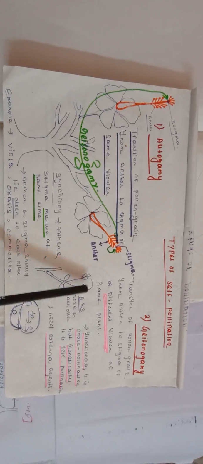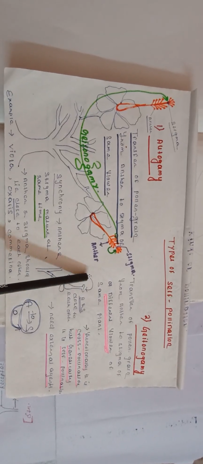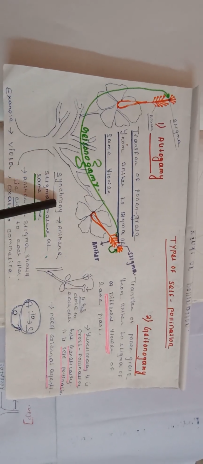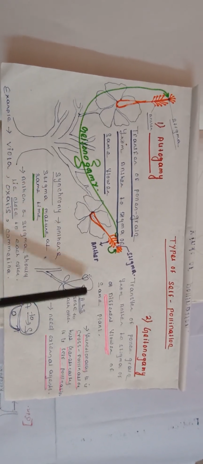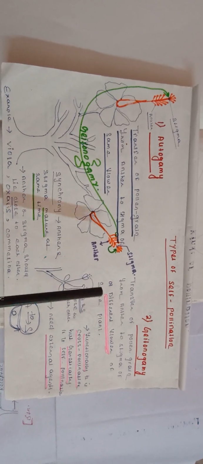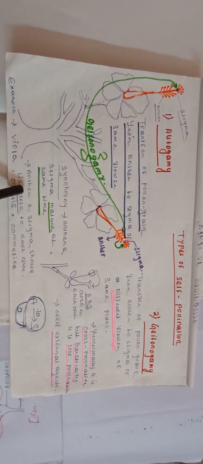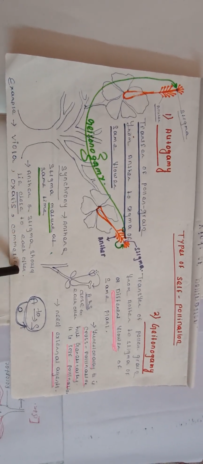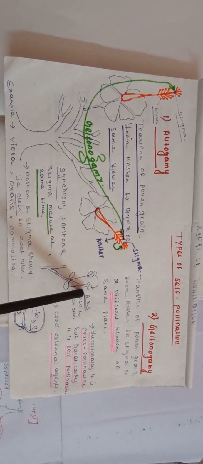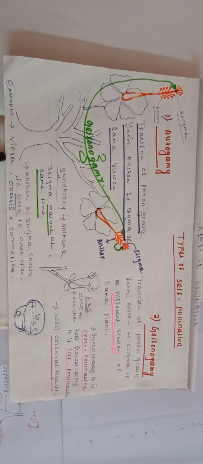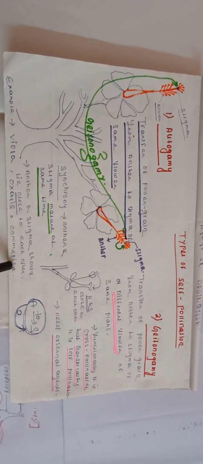The anther and the stigma lie very close, and they mature at the same time, which is known as synchrony. Anther and stigma mature at the same time. Anther and stigma should lie close to each other. The examples of autogamy are Viola, Oxalis, and Commelina.